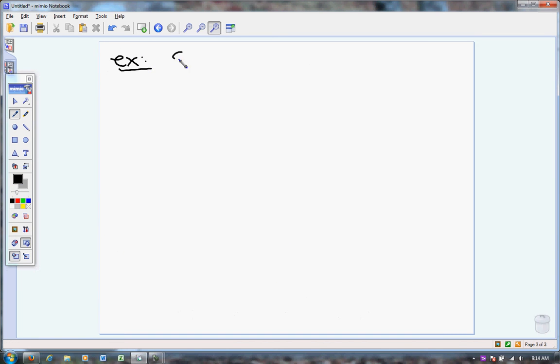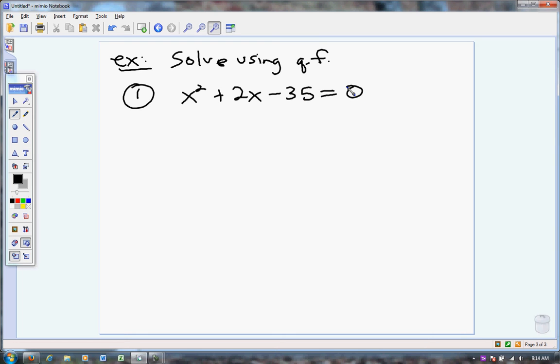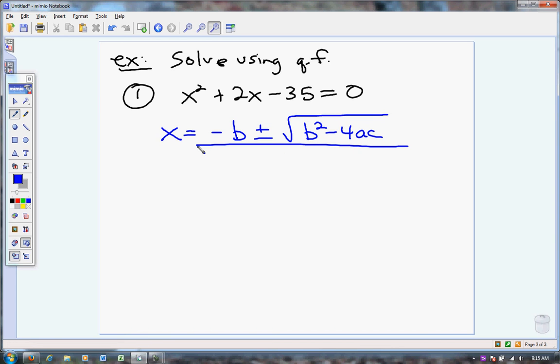We're just going to solve using, and I'm just going to put QF for the quadratic formula. Let's say that we have x squared plus 2x minus 35 equals 0. And I want to solve that using the quadratic formula. Well, first thing we do is we write it down. x equals negative b plus or minus the square root of b squared minus 4ac all over 2a. The first piece of advice I need to give you is to be careful with your signs and your algebra, because if you don't take care of a sign the right way, it will mess up the whole problem.